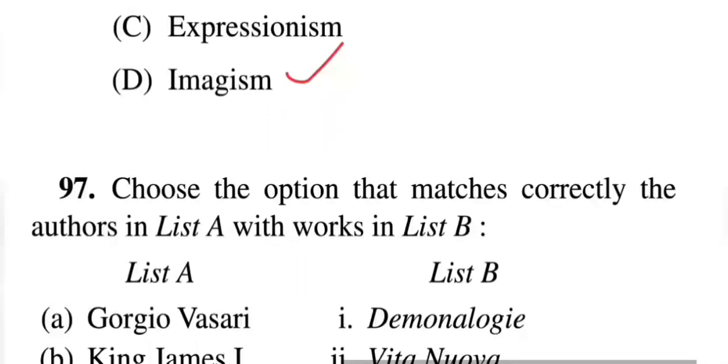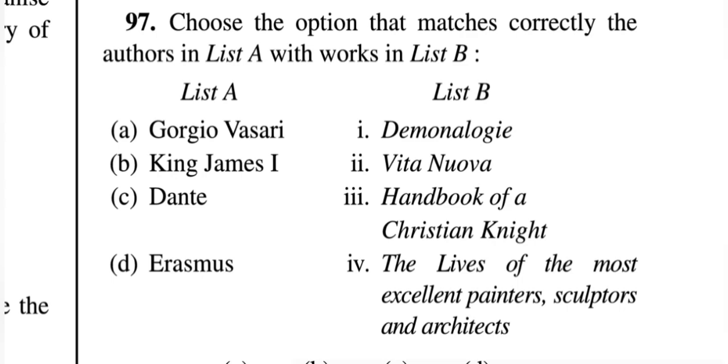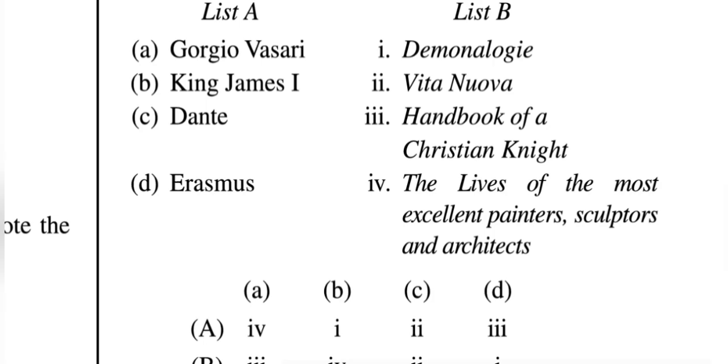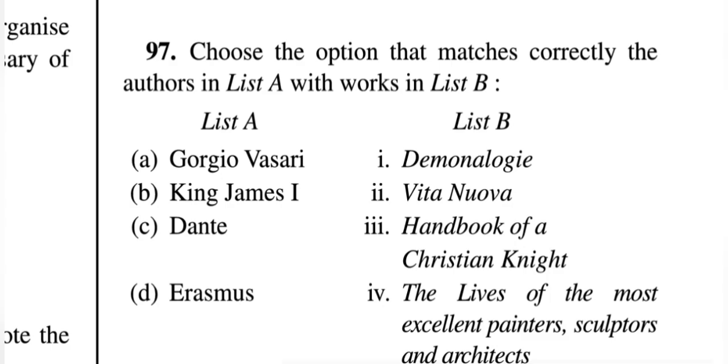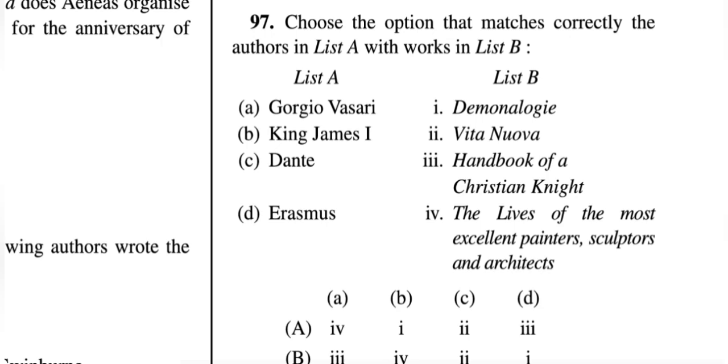97, choose the option that correctly matches the authors in list A with works in list B. In list A, we have Giorgio Vasari, King James I, Dante, Erasmus. And in list B, we have options like this. I will not read all. Let's try to find out the correct answer. The correct answer will be A, that is A4. Giorgio Vasari is related to 4, The Lives of the Most Excellent Painters, Sculptors, and Architects. B1, King James I is related to Demonology. C2, Dante, Vita Nuova. D, Erasmus, 3, Handbook of a Christian Knight.